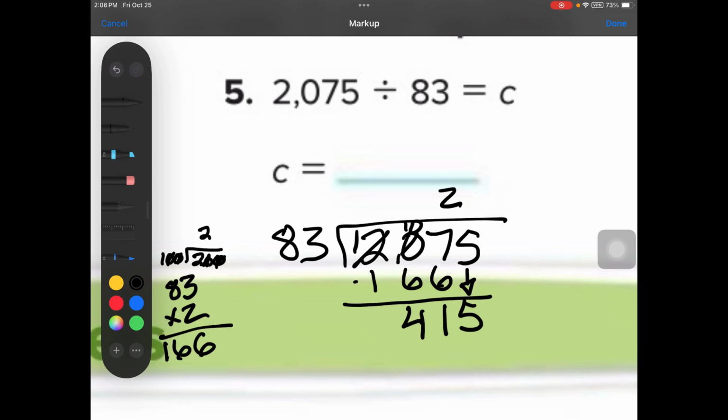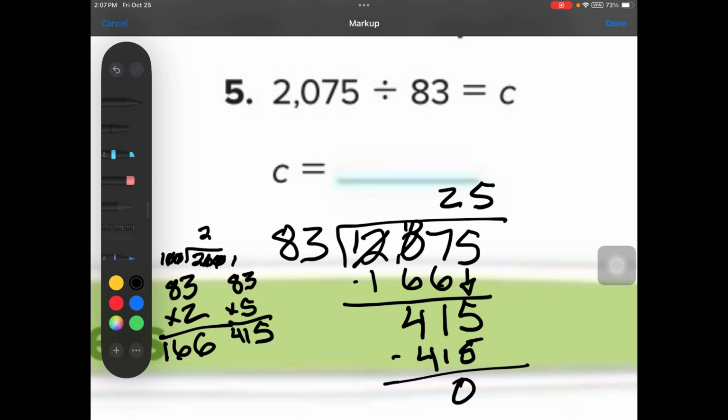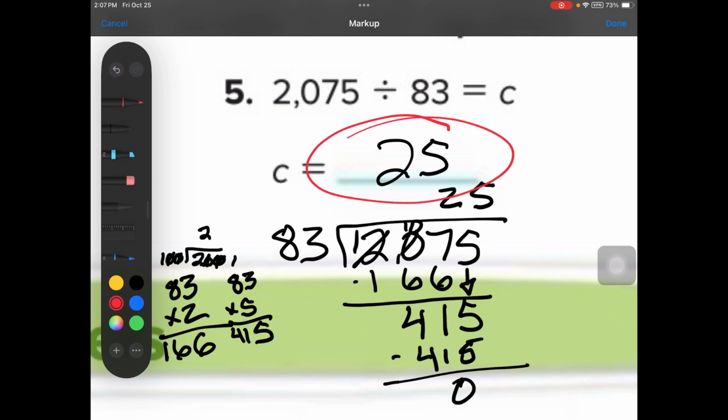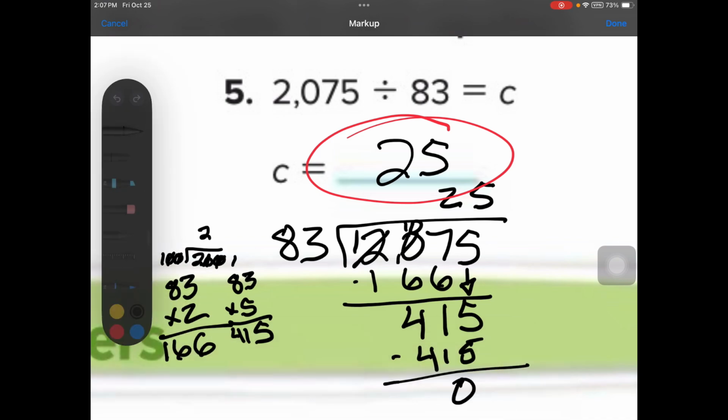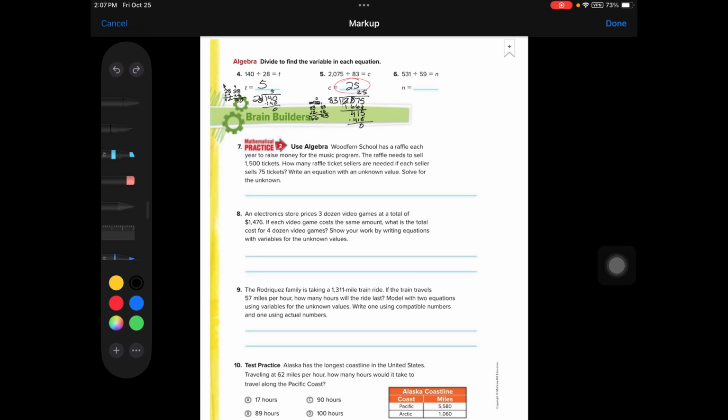Okay, looking at 415, I have to see how many times 83 will go into 415. Let's do a guess and check of maybe a 5. 5 times 3 is 15. 5 times 8 is 40. Plus 1 is 41. Oh, yes. 5 times 83 is 415. That equals 0. So my answer is 25. Circle it so that I know what you're talking about. Whoops. There we go. We're on number 6 now.